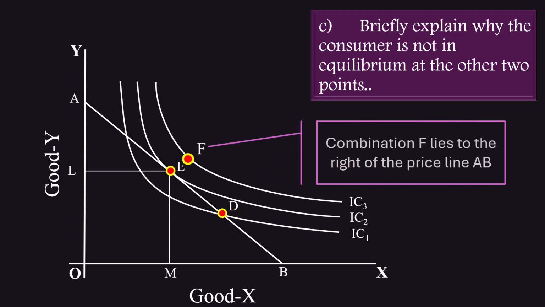Point F also cannot be an equilibrium point because it lies right of the line AB. It means the consumer does not have money to buy the combination F.